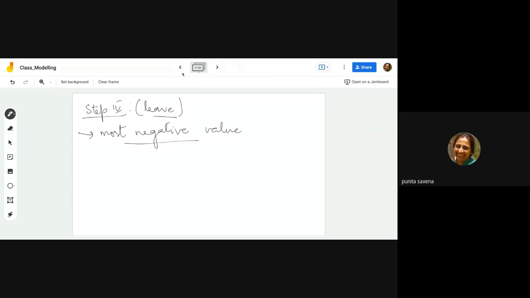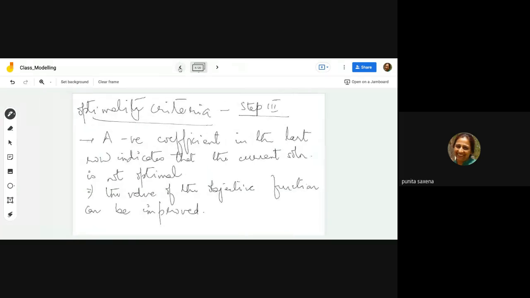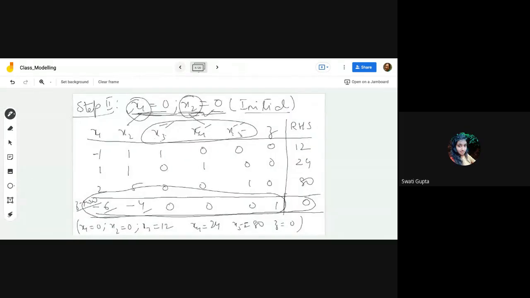So which one is that in your table? X1, -6. Yes, ma'am. So this corresponds to what? X1. So that means x1 leaves the basis, or we say that x1 becomes non-zero.